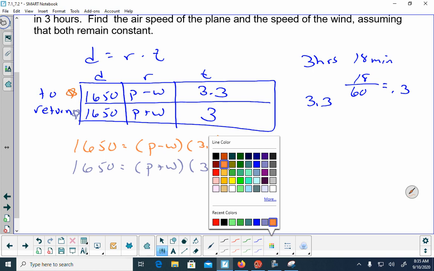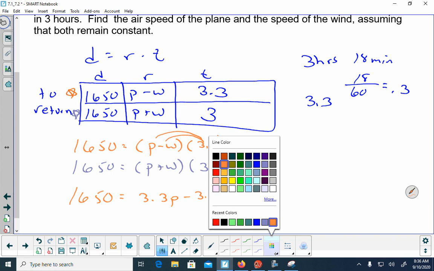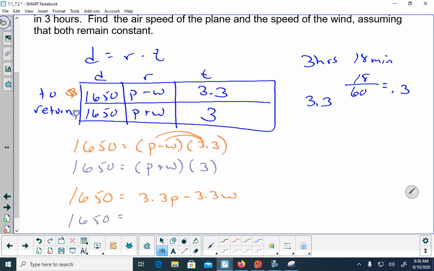So I am going to multiply 3.3 times both of these. So I'm going to have 1650 is equal to 3.3p minus 3.3w. And then over here, the other one, I'm going to distribute my 3 and have 1650 is equal to 3p plus 3w.